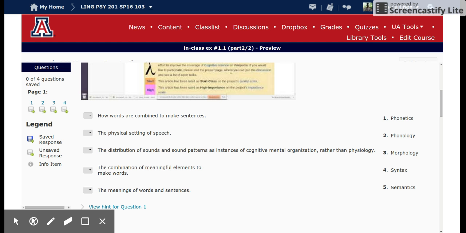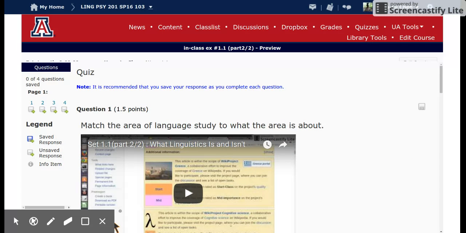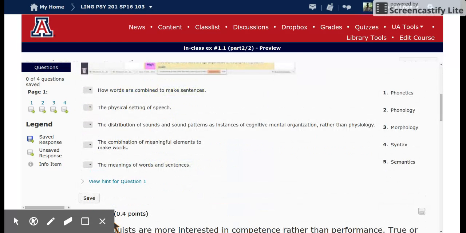This is set 1.2, but before that I want to do a very short review of the previous lecture, and I want to give you some hints for the in-class exercise part 2, especially for the first question. Question 1: match the area of language study to what the area is about. So we have 5 sub-disciplines of linguistics: phonetics, phonology, morphology, syntax, and semantics.